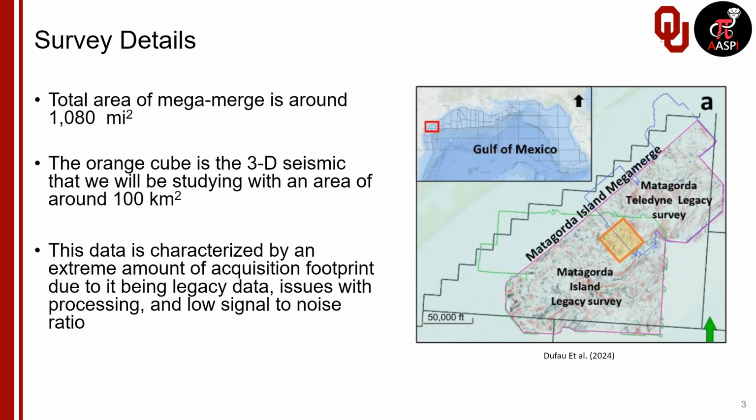Getting into the survey details here, we're going to be working off the coast of Matagorda Island, which is basically the Texas shelf area of the Gulf of Mexico. It is a mega merged legacy dataset, and it is characterized by an extreme amount of acquisition footprint, and it also had some issues with processing and low signal to noise ratio.